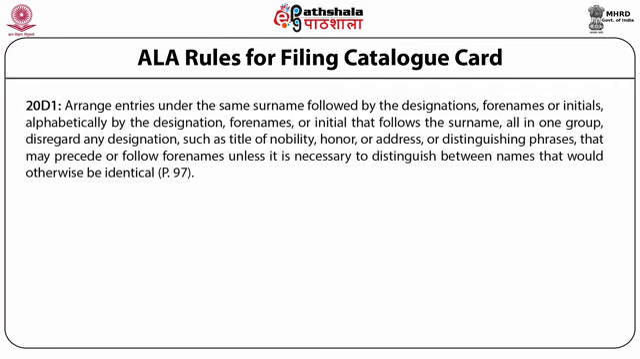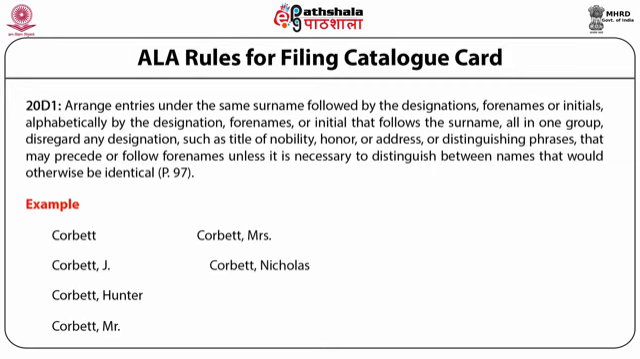Rule number 20D1. Arrange entries under the same surname followed by the designation, forenames or initials, alphabetically by the designation, forenames, or initial that follows the surname, all in one group. Disregard any designation such as title of nobility, honor, or address, or distinguishing phrases that may precede or follow forenames unless it is necessary to distinguish between names that would otherwise be identical. This rule is given on page number 97. Example: Corbett, Corbett J, Corbett Hunter, Corbett Mr., Corbett Mrs., Corbett Nicholas, Corbett Surname, Corbett William A.